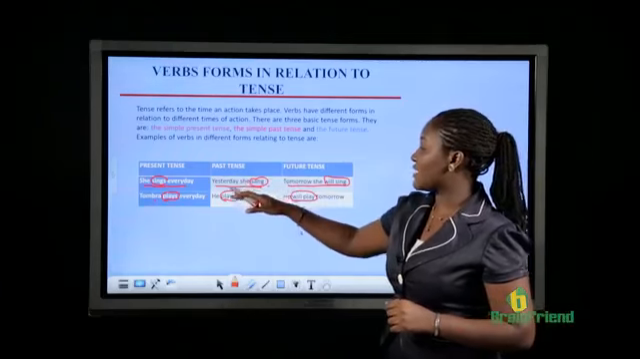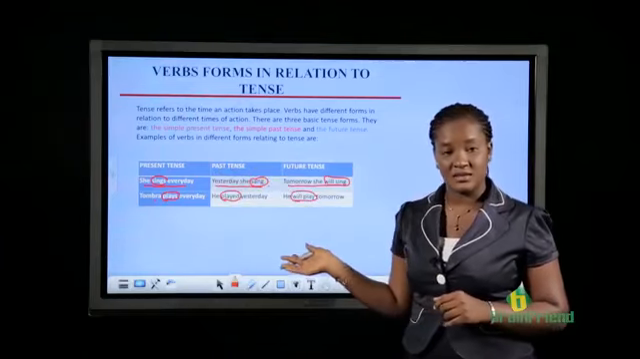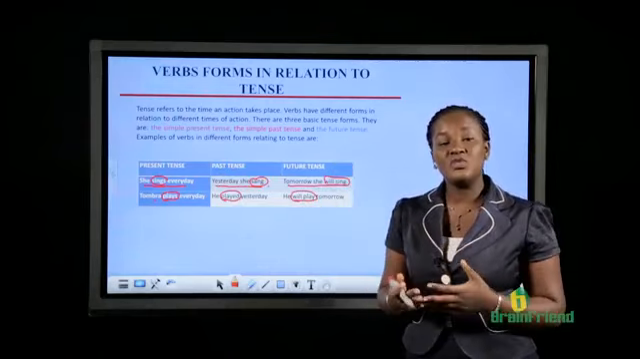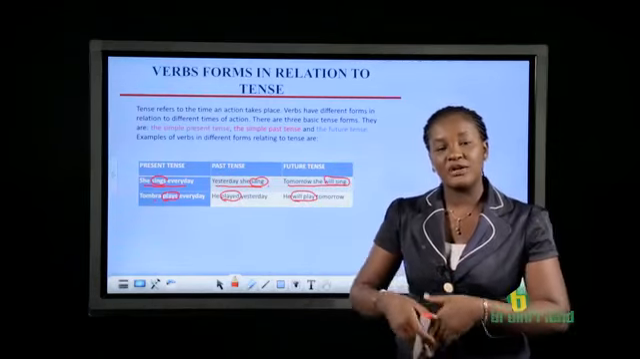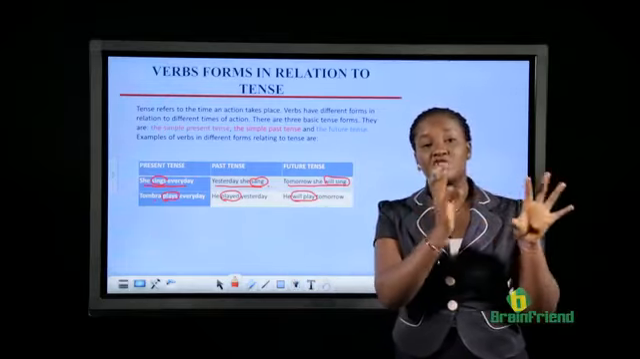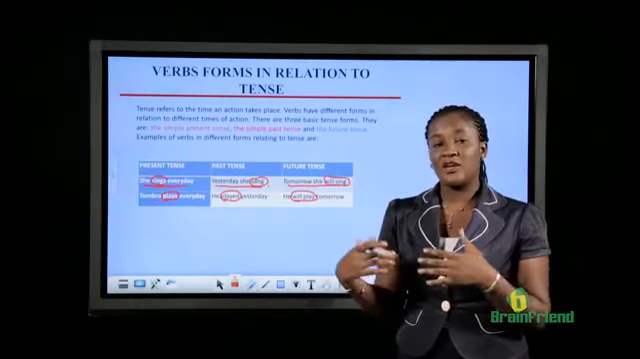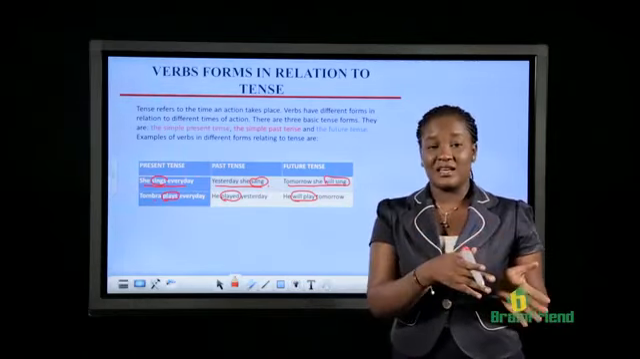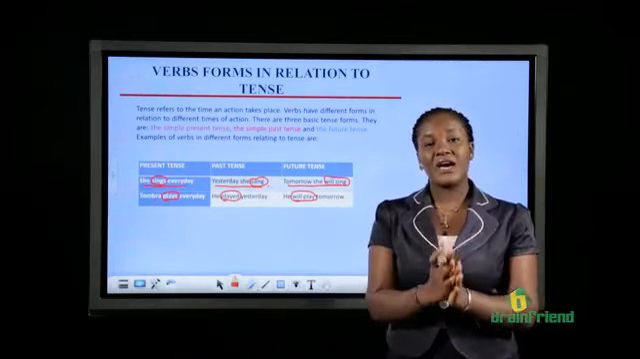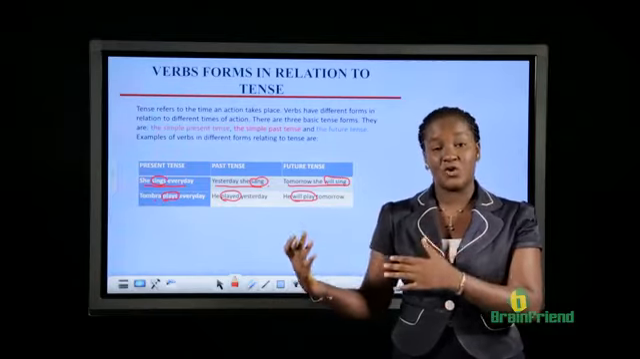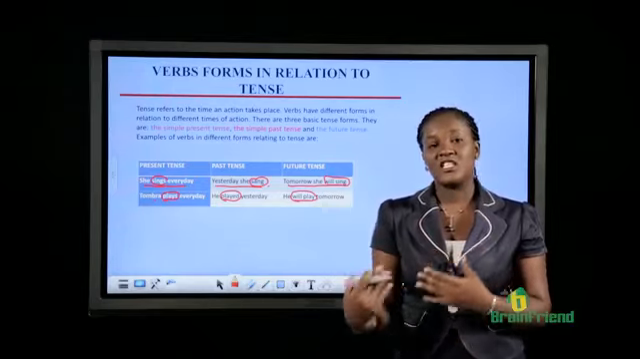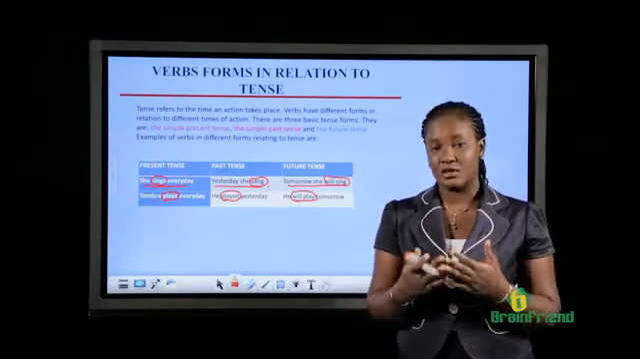It would be wrong to say yesterday she sings, because the verb sings with an S can only be used in the present tense. You cannot use sings for a past tense action or when you're referring to something that happened in the past. You also cannot say yesterday she will sing, because yesterday is in the past. So verbs have to change as the tense forms change, and the verb forms should agree with the tense which a speaker or a writer refers to.